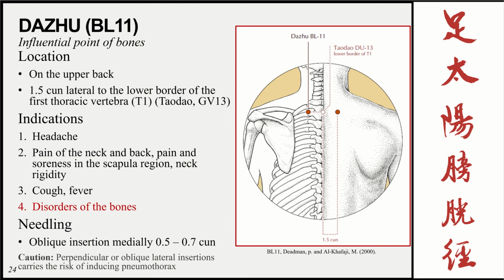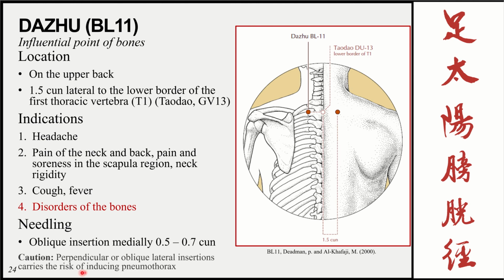Oh, sorry, neck rigidity. It can also be used for cough, fever, and then I've put in red disorders of the bones because it's the influential point of the bones. And then like I was discussing with you, we do oblique insertion medially, obviously because then we're going towards the spinal cord, 0.5 to 0.7 tun, see that's relatively shallow.